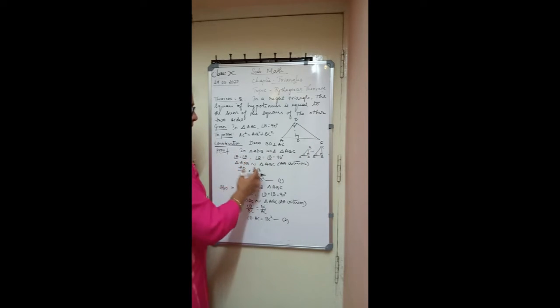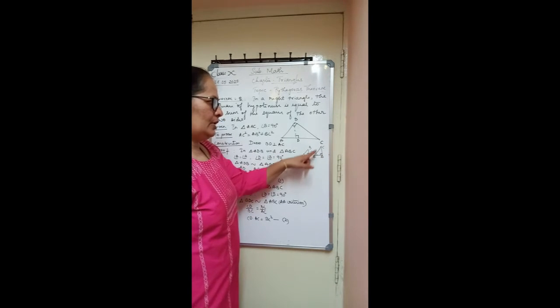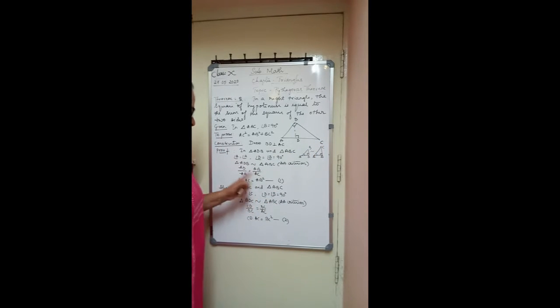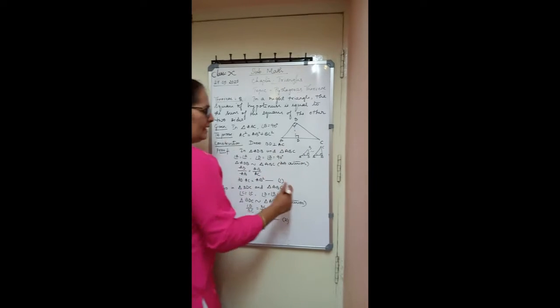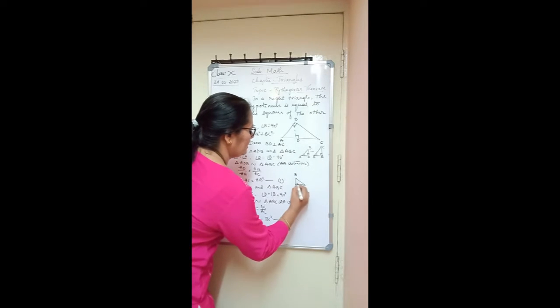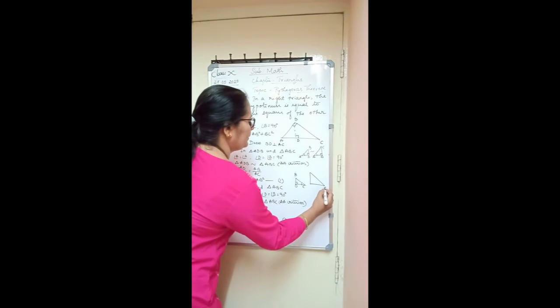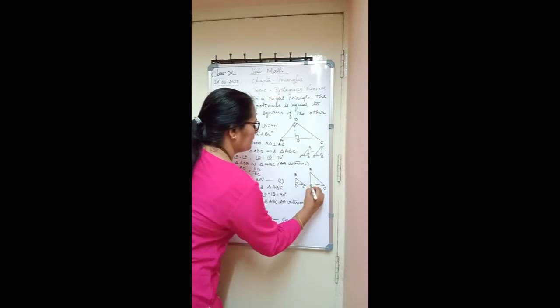Any two ratios are enough to prove this Pythagoras theorem. So, AD proportional to AB, AB proportional to AC. On cross multiplication, you will get AD into AC equals AB into AB, which is AB square. Take this as equation 1. Now we will take another triangle BDC and the triangle ABC.